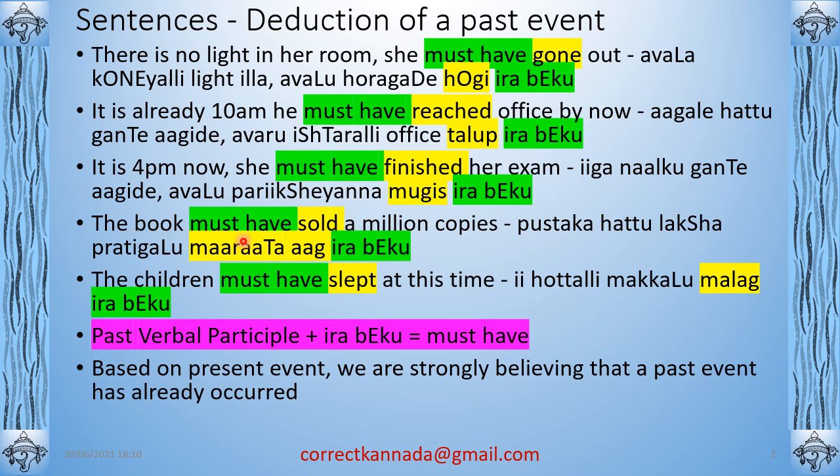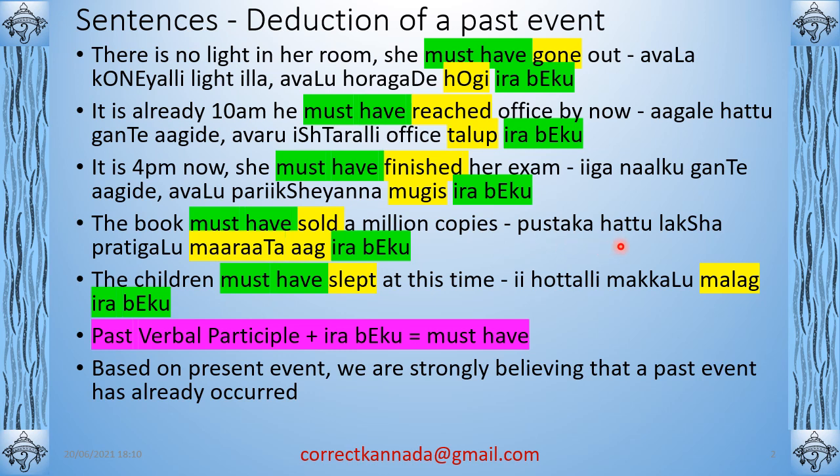Then, the book must have sold 1 million copies. You can say this in a situation where all the books in the godown have been sold out. That means the book must have sold 1 million copies, because you had a million books in the godown, and now the godown is empty. Therefore, all books have been sold. So you're deducing, based on what you see in the present, a past event.